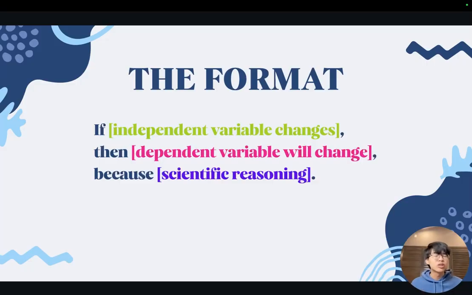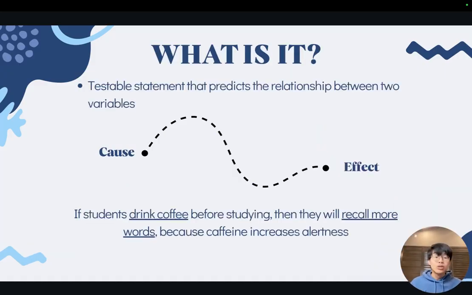Think back to our introduction research series. The independent variable is the thing that you are changing, the dependent variable is the thing that you are measuring, and then the scientific reasoning is, of course, the reasoning behind it. Using the coffee example, right? Independent variable is the coffee, right? You're drinking coffee, not drinking coffee, how much coffee you're drinking. That's the thing that you're changing. The thing that you're measuring, or the dependent variable, is the recalling more words. And then lastly, the scientific reasoning is because caffeine increases alertness.